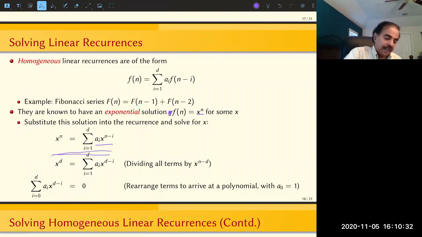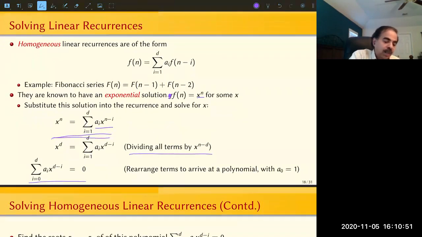So we can apply that, and again you'll be able to divide all the terms by x to the power n minus d, and you will end up with a polynomial equation, not a quadratic equation in general, a polynomial equation of degree d. Oh, I'm sorry, degree d, because the maximum degree here is i equal to 0 to d, so the maximum degree will be just d.